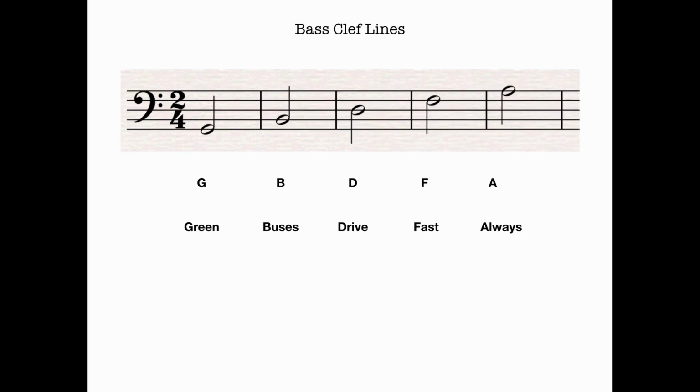And now for the lines of the bass clef. The bottom line is a note with the letter name G, second B, third D, fourth F, and fifth A. The rhyme I use is green buses drive fast always. Again, whichever system you like.